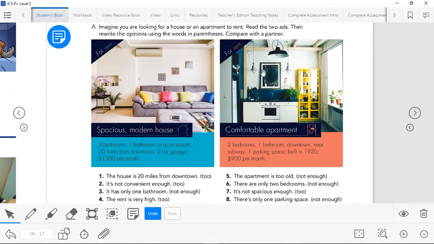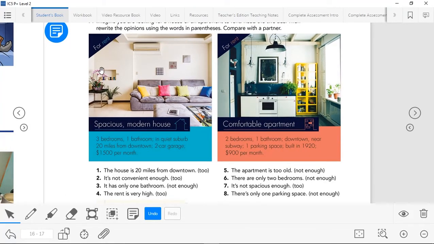Here we have this. Imagine you're looking for a house or an apartment to rent. Read the two ads, then rewrite the opinions using the words in parentheses. Okay? So we have these two ads.